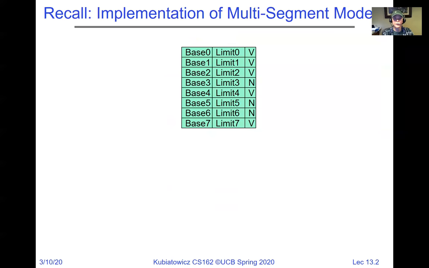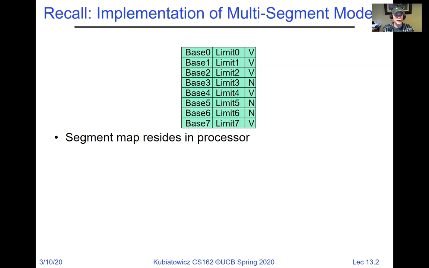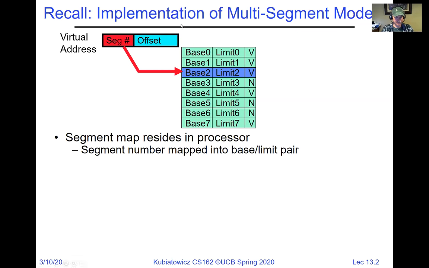And as you recall, we had a multi-segment mode that we were talking about, which had a set of registers that were base limit pairs. By having more than one segment, we'd have a little more flexibility to share segments between multiple processes and so on. The idea is that this segment map, this green one, was in the processor. You take a virtual address over the top. How many bits is this going to be? This is going to be 3 bits because we have 8 options.